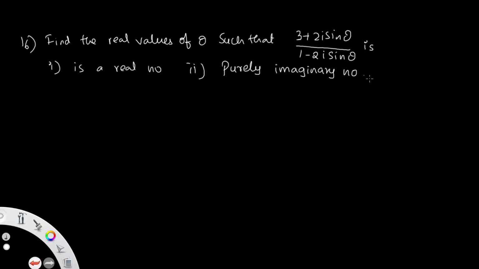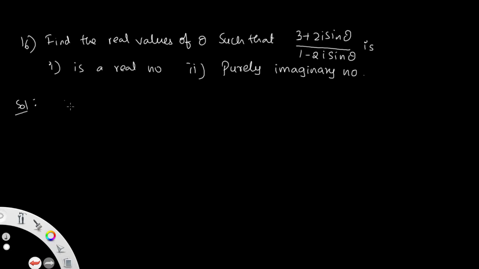Find the real values of theta such that the given expression (3 plus 2i sin theta) by (1 minus 2i sin theta) is a real number. The expression is purely real, so what is the condition? And next, the given expression is purely imaginary. So how will you solve? We will see the first solution.